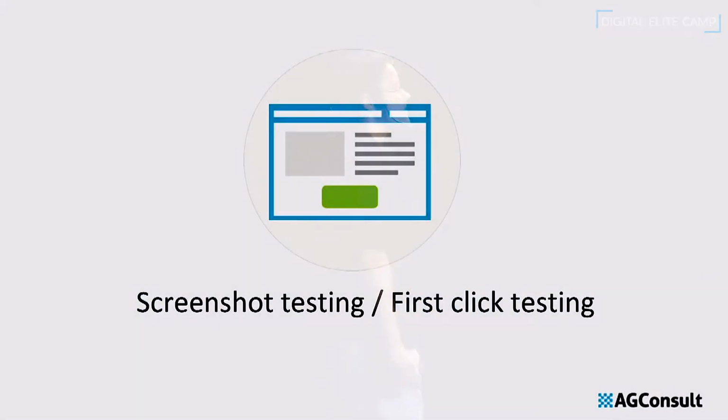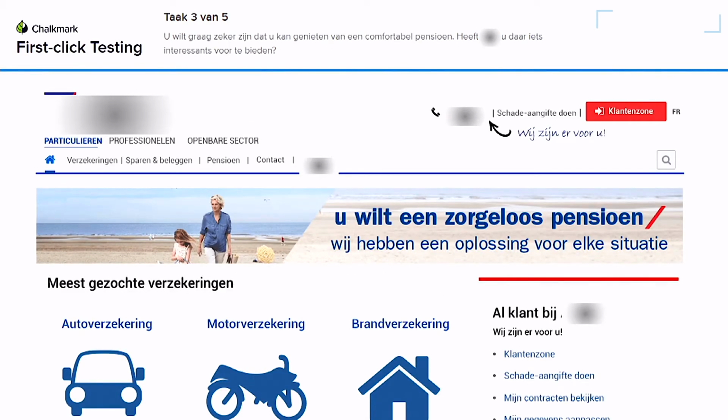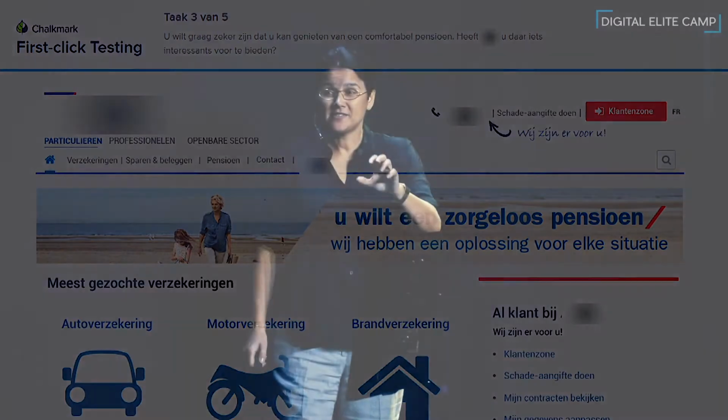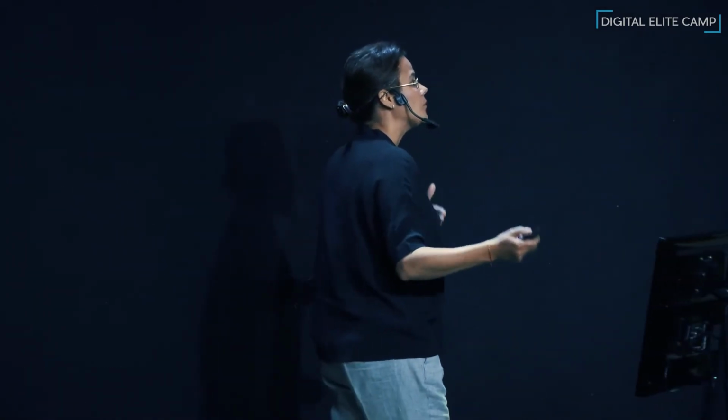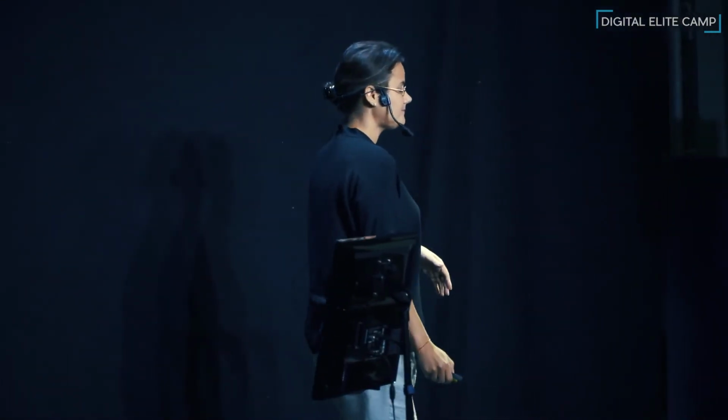This is when screenshot testing or first click testing becomes really interesting. Now, we use Chalkmark for this, but you can also use Usability Hub, which has a tool for that as well. How it works is you upload a screenshot, and again, you write your scenario and you invite your users. Now, this screenshot can be anything. It can be your website, but you can also compare it to your competitor's website. Or you can have different versions of a design when you're still making the website.